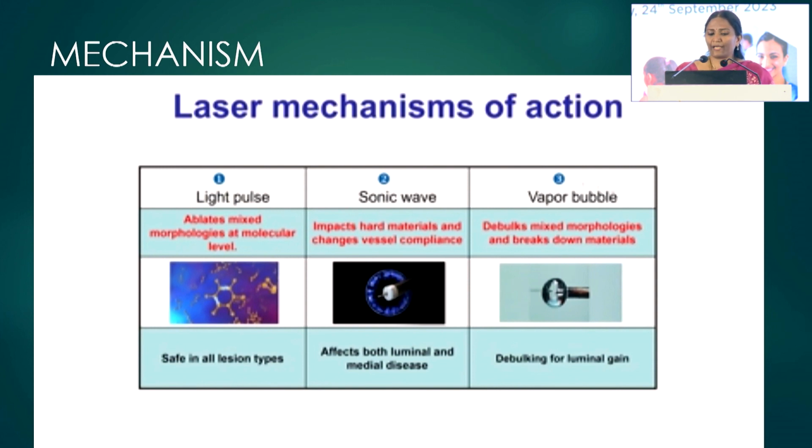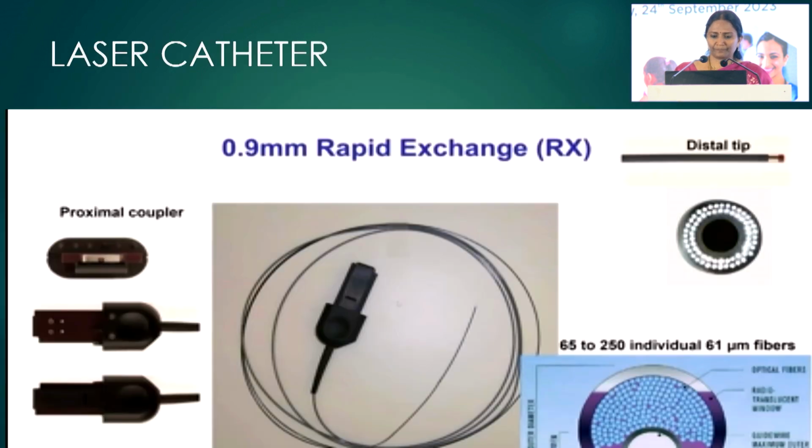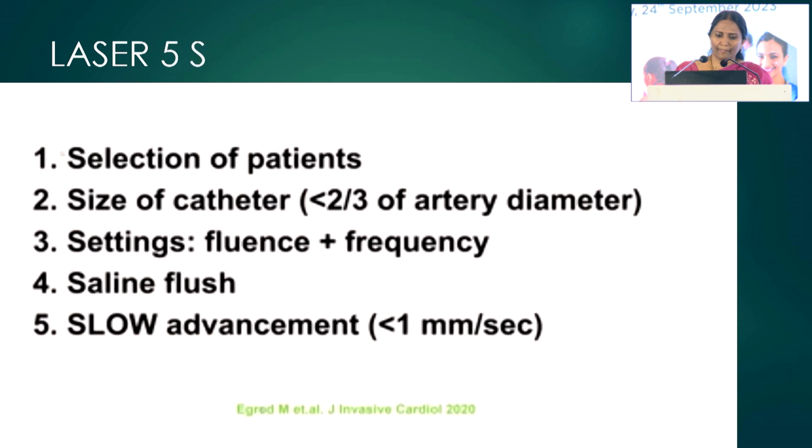It depends upon the energy delivered and also the frequency. So as the frequency and the energy delivered increase, the vapor bubble increases in size, and it causes the disruption of the molecules, and it causes a luminal increase in diameter. And also this is the catheter. The cross-sectional area shows it is optic fibers that transmit the light.